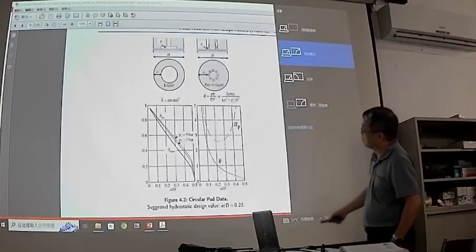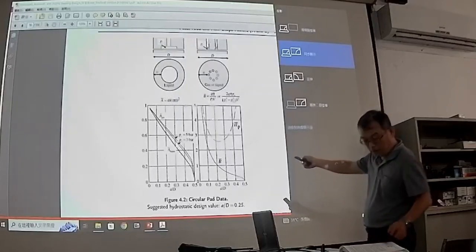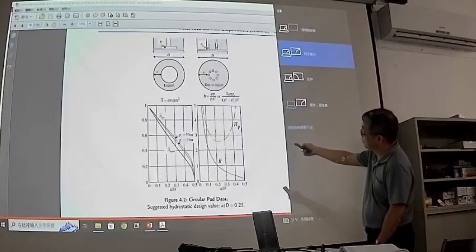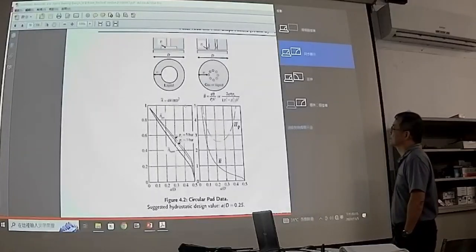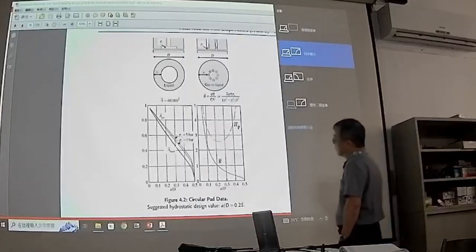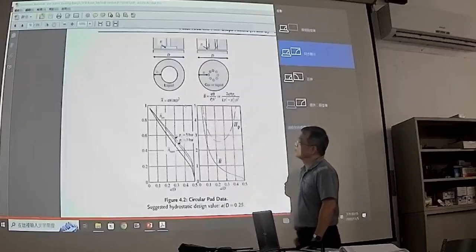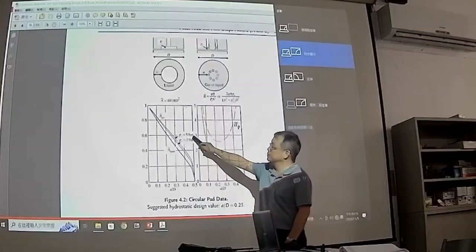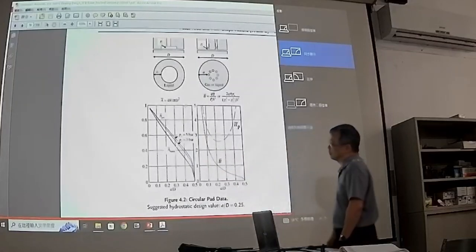So we have an area shape factor and a flow shape factor, V bar. Okay. And for this one, we can calculate the non-dimensional pumping power. Okay, and then for different supply pressure, you have a different curve for that.